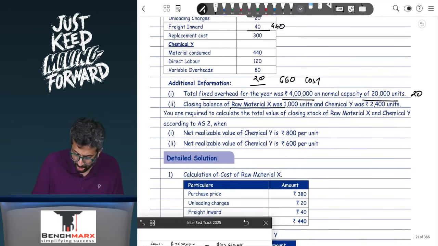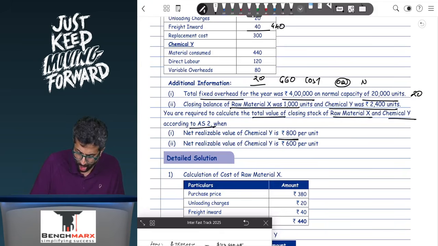Closing balance of raw material was 1000 units and chemical Y was 2400 units. You are required to calculate the total value of closing stock of raw material as well as chemical according to AS2 when the NRV is 800. So cost of 660 or NRV of 800, whichever is lower, and hence this is 660, and hence your closing stock of your finished goods and raw materials. For finished goods, it will be 2400 into 660, and for raw materials, it will be 440.